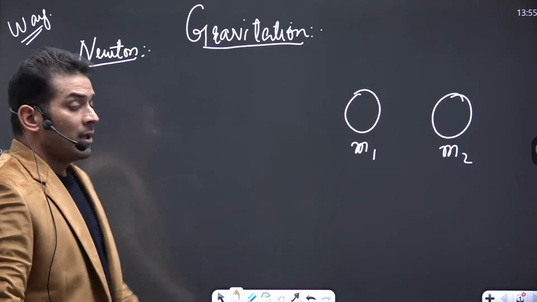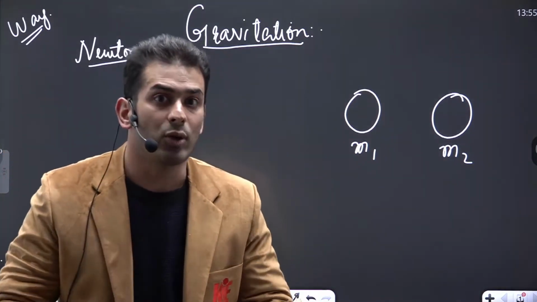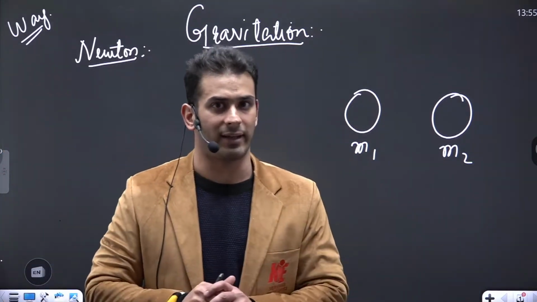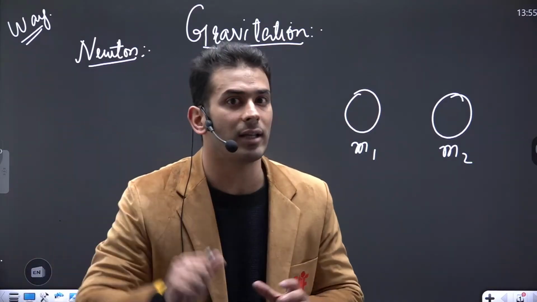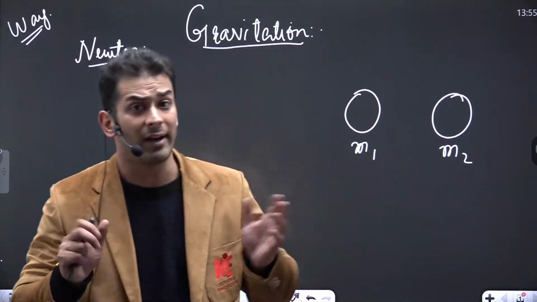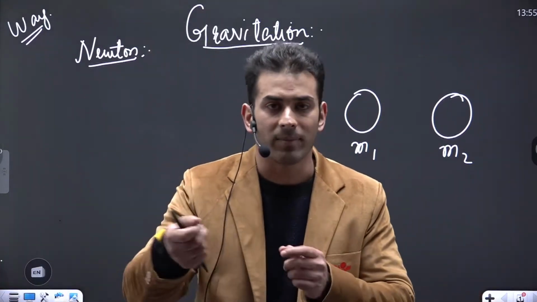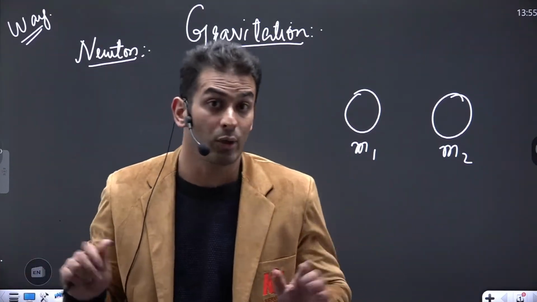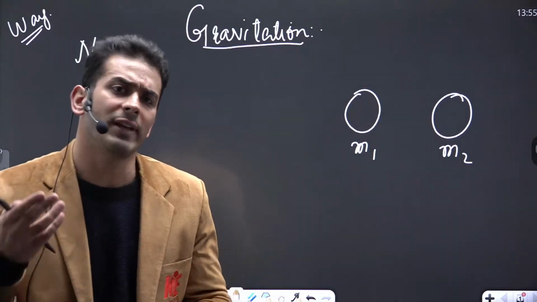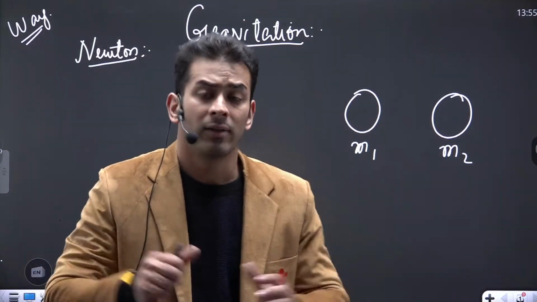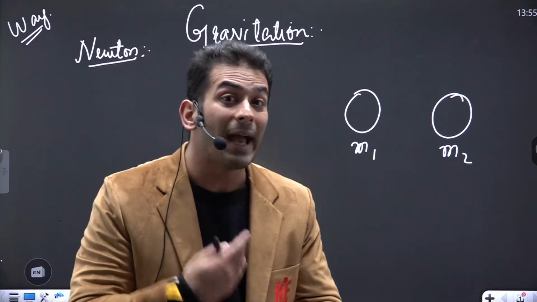Okay, beta? So what we're trying to analyze here is that we understood one mass will attract another mass towards itself. It will not depend on the medium. It will attract from center to center. We concluded that the force is always attractive. But what will be the magnitude of this force?